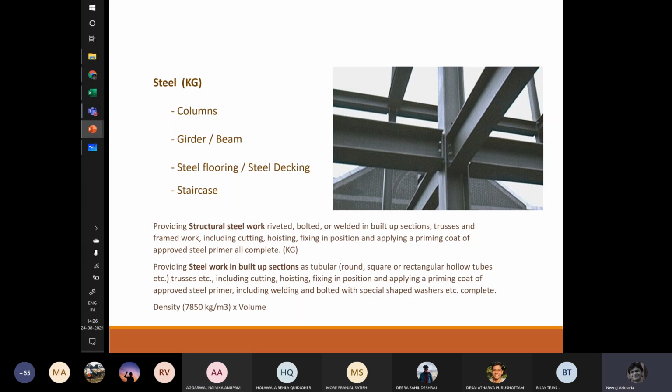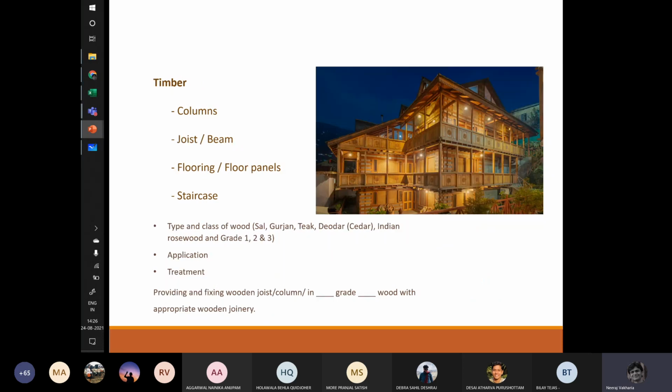Thank you. Any other questions regarding steel? Okay, if not, then we can go ahead to the last element or material, which is timber.